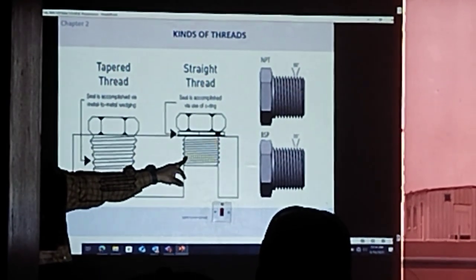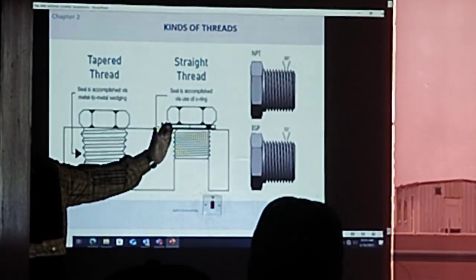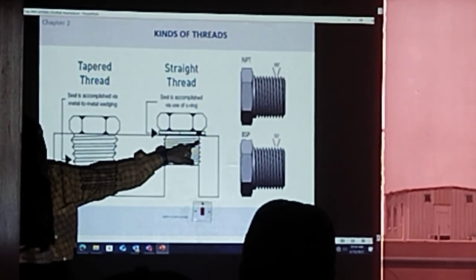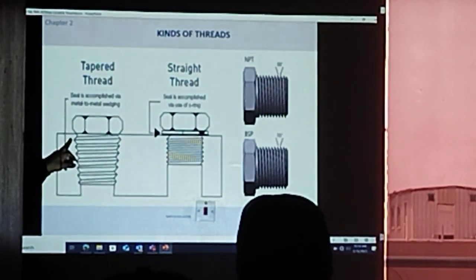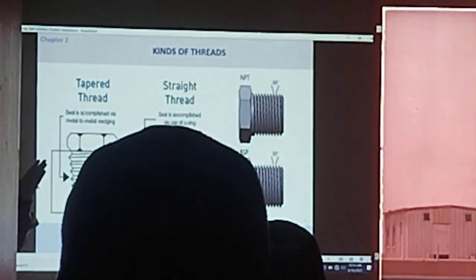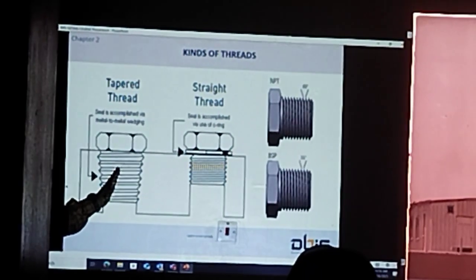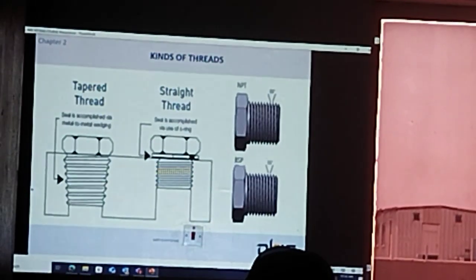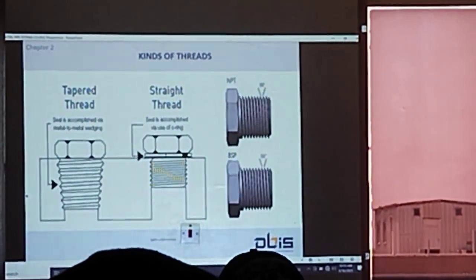Straight thread. Taper. This is straight thread or parallel thread. From here to here, the distance will be the same. From here to here also the distance will be the same. For taper thread, the distance from here to here will not be the same because it is taper thread, which is American standard. Parallel threads are called British standard. Gauges. By using thread gauge.